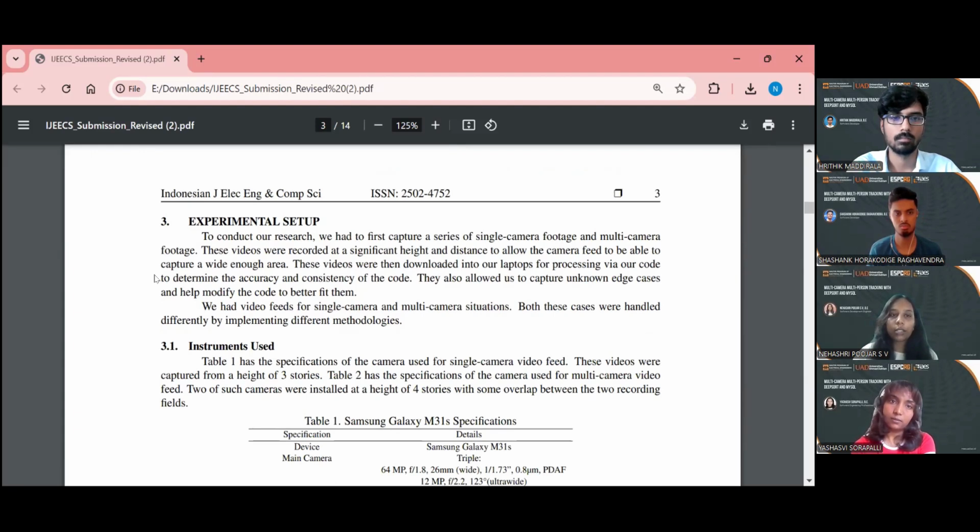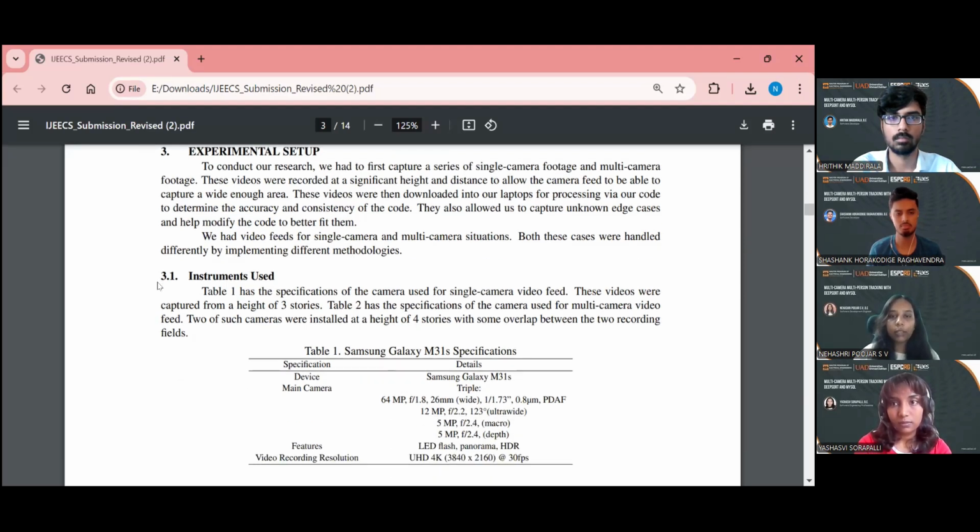The third section discusses the experimental setup for the research. We first recorded multiple videos for the single camera scenarios and multi-camera scenarios. Now the videos were recorded at a significant height in order to allow the camera feed to be able to capture a wide area. The videos were then downloaded and processed via our code in order to determine the accuracy and consistency of the code.